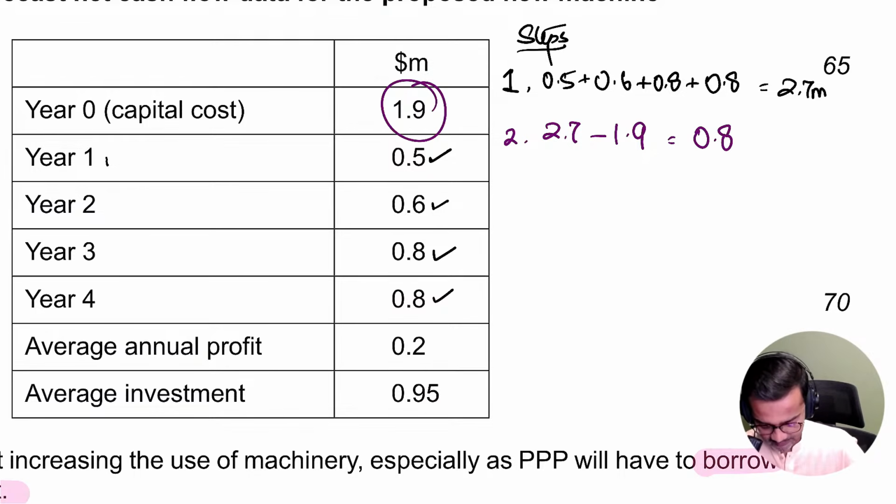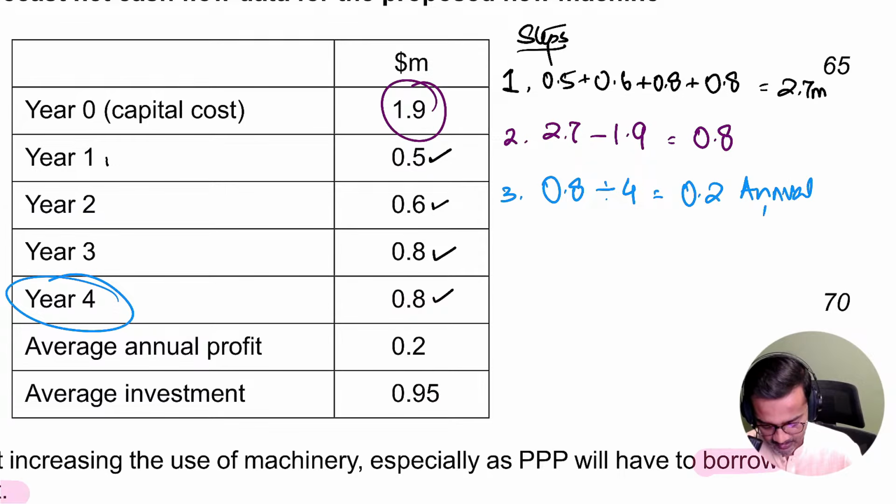Now the third step is that you divide it by the number of useful years, which is the last year of data, year 4. So 0.8 divided by 4 gives you 0.2. This is what you call your annual profit. Okay. Now, what I've just realized is that they've already given it to you. Anyway, so I've told you how it's done. In case the question comes where annual profit wasn't given, this is how you will calculate it.